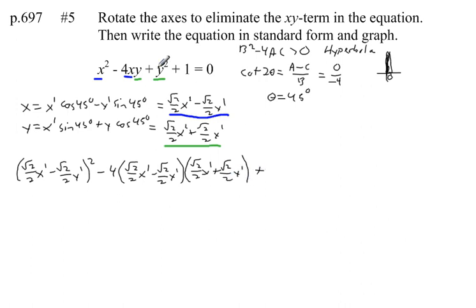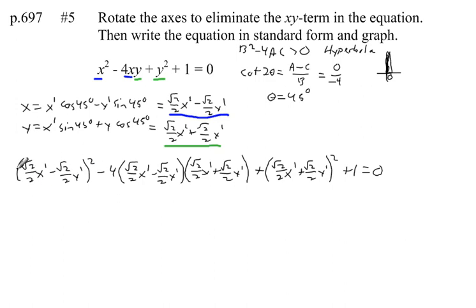Plus, instead of writing y squared, we're going to put in our new y and square that value. The square root of 2 over 2 x prime plus the square root of 2 over 2 y prime quantity squared plus 1 equals 0. So we have rewritten this original equation, but we're substituting this anytime we see an x and this anytime we see a y. Okay, what we've got here looks messy, but let's try to simplify.